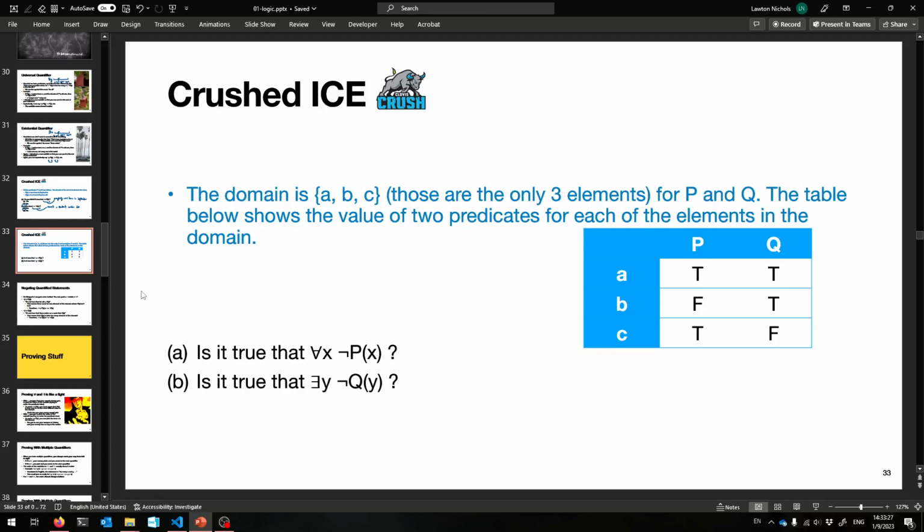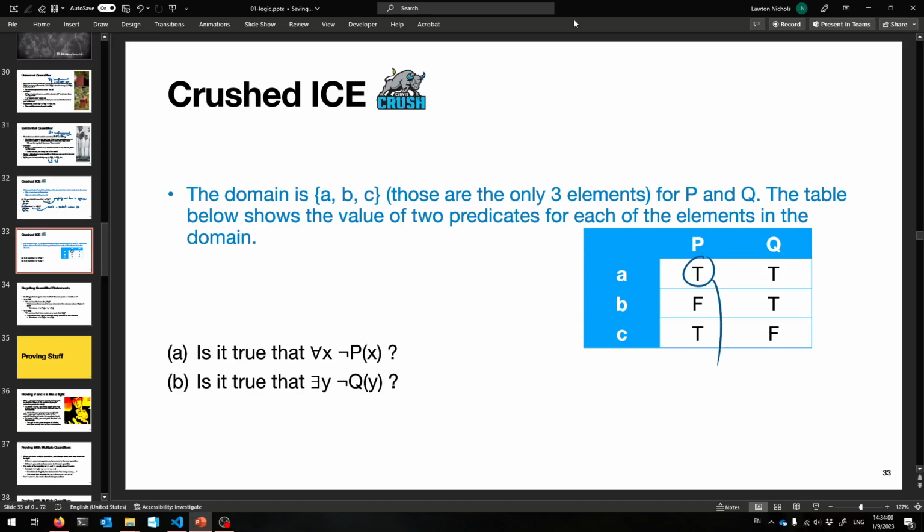Okay? So, is it true that for all X, not P of X is true? So for everybody in the domain, A, B, and C, try P on them, it better be false, right? That's what not is claiming. It's not true that for all A, B, and C, not P of X is true, right? Because, well, it's true for B, because that one's false. So not P of X is true when X is B, but when it's A and C, it's not. Do you see how that's not working out? Okay? That is not the right idea.